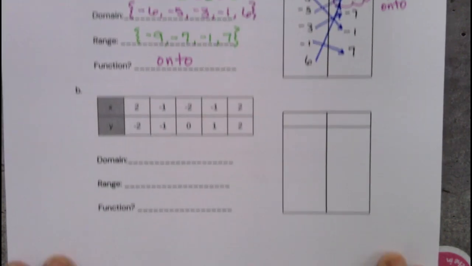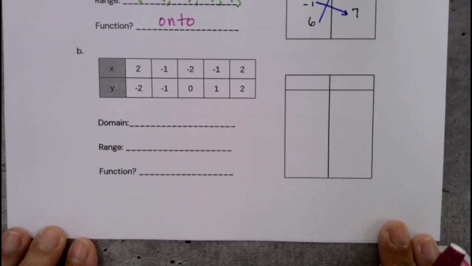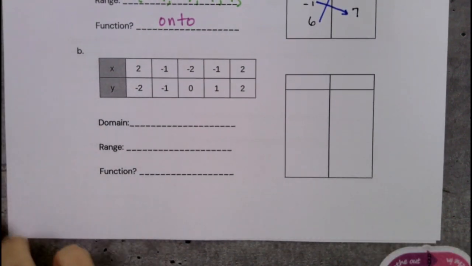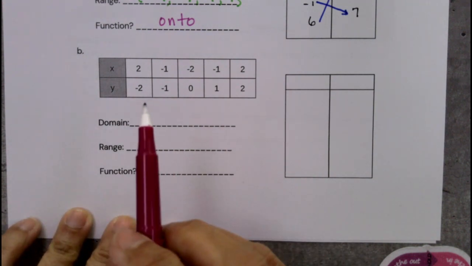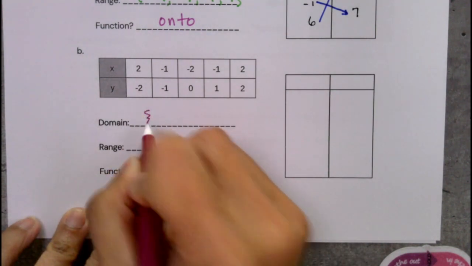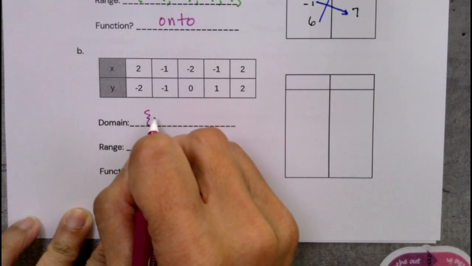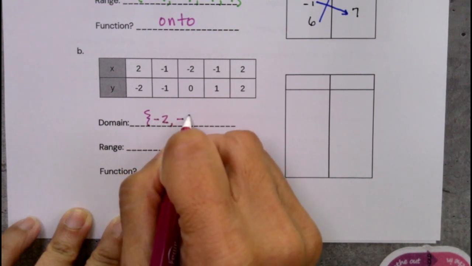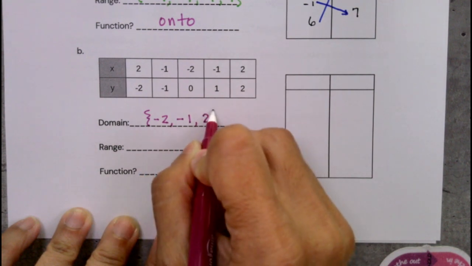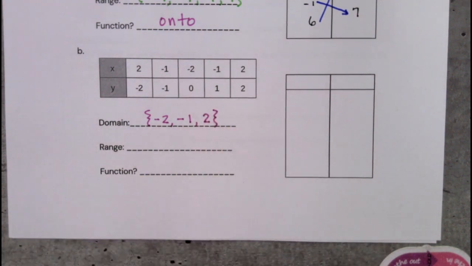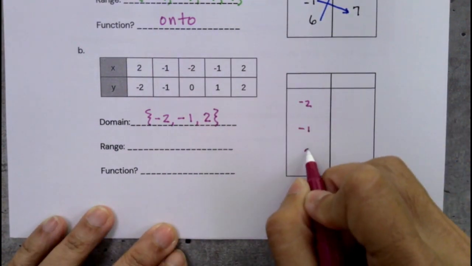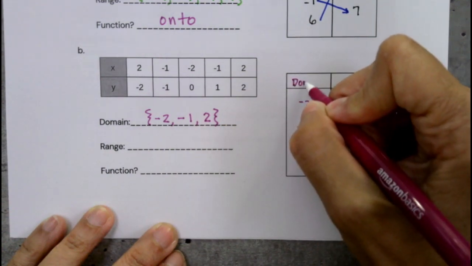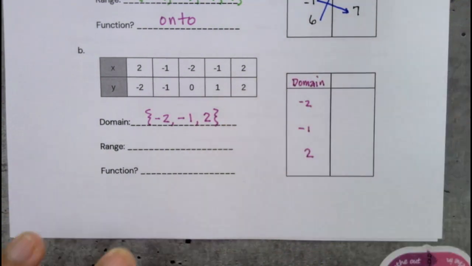Okay, let's look at the second one. So this one is given to us in chart form. What are our domains if we do from least to greatest? -2, -1, and 2. So I can go ahead and put those in the domain over here. What are our ranges?